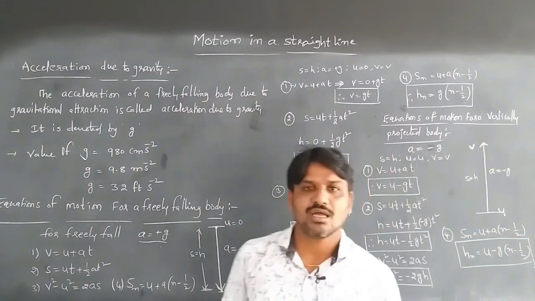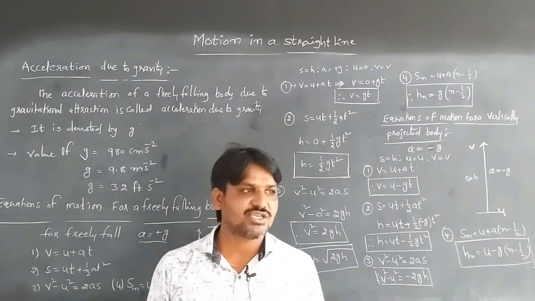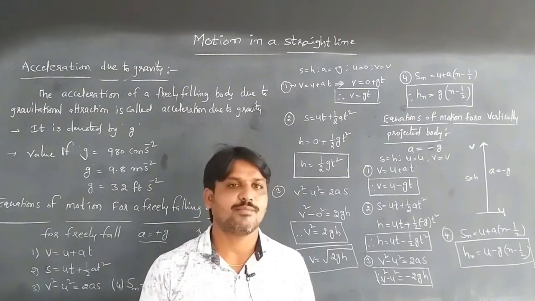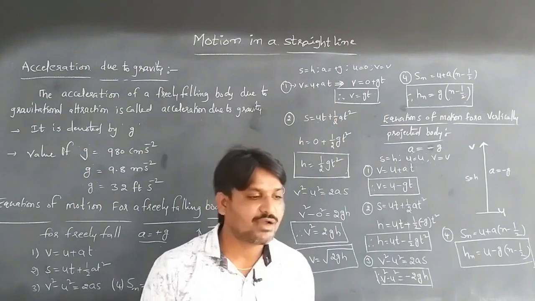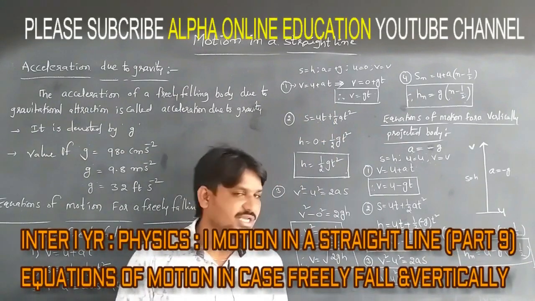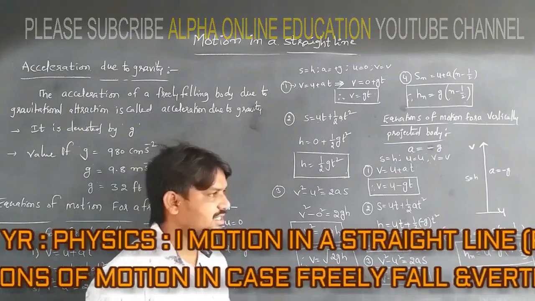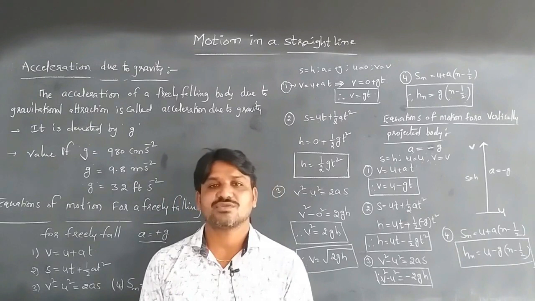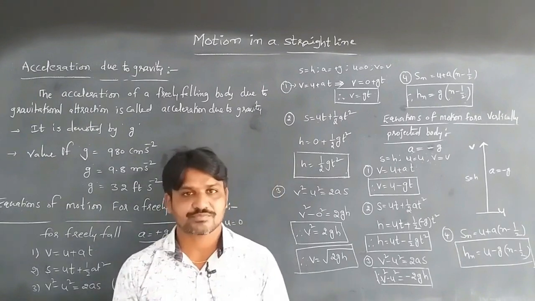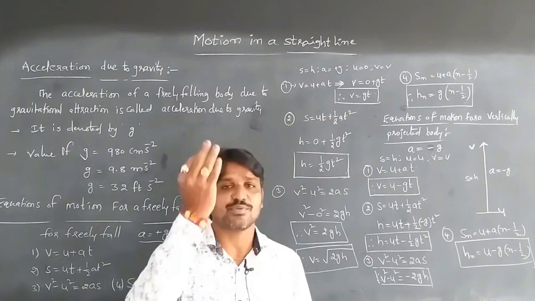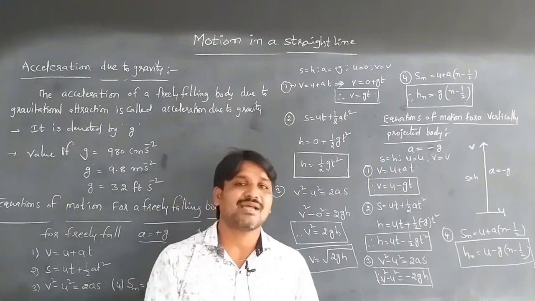This is about the change of equations of motion when the body is freely falling and when projected vertically upwards. These are the changes of equations. By using these equations we can find out the parameters. What are the parameters involved in the body during its motion? Whenever the body is vertically projected upwards, what are the parameters involved?